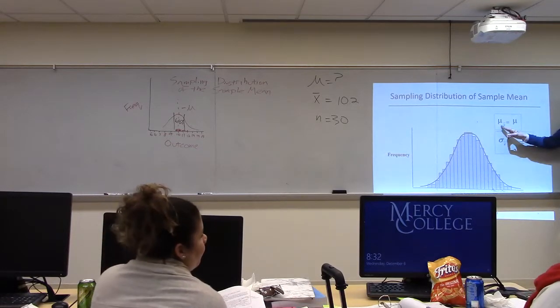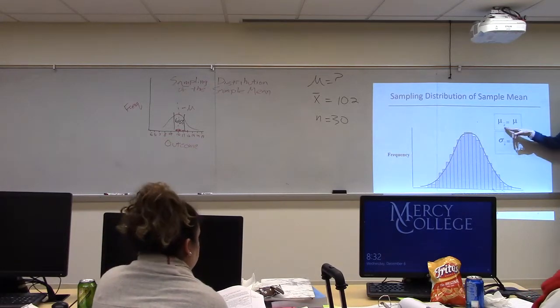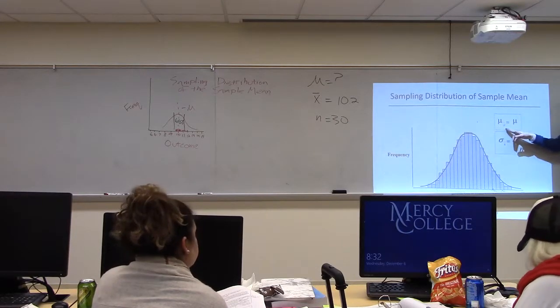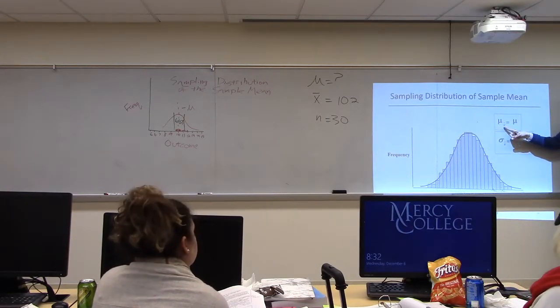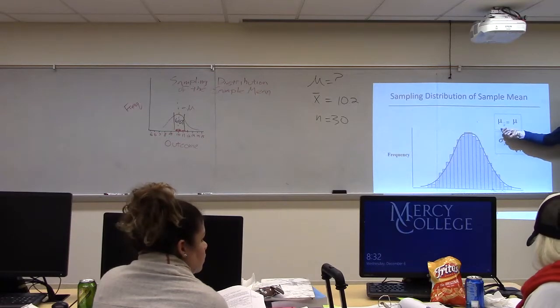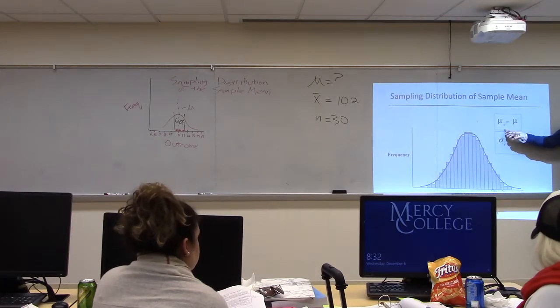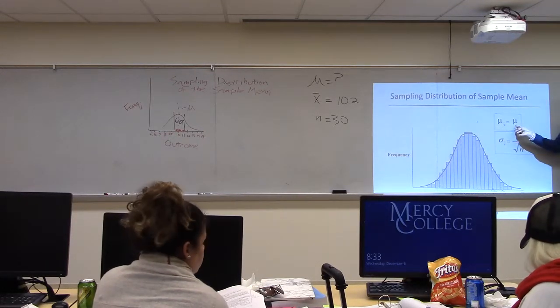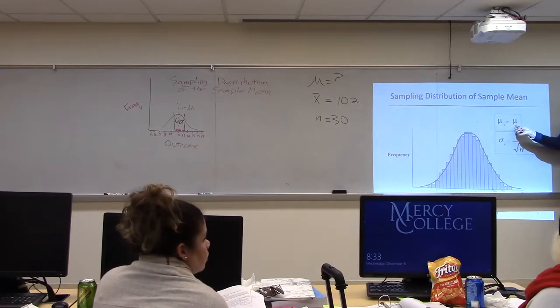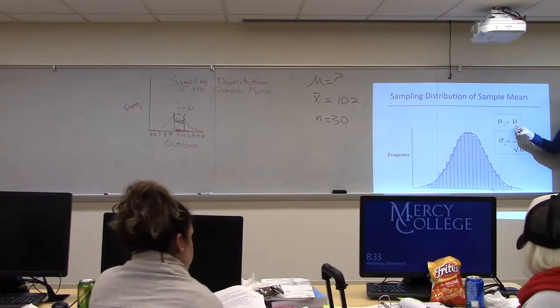So let's read this one more time. Kelsey, what is this? Read this symbol to me, please. The mean of the sampling distribution of the sample mean. Equals what? Adamus. Equals mean. What mean? Of the true population. The true population mean. Fantastic.